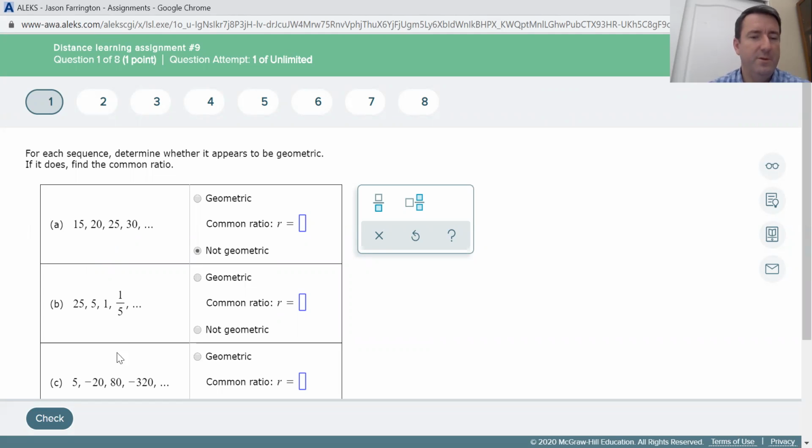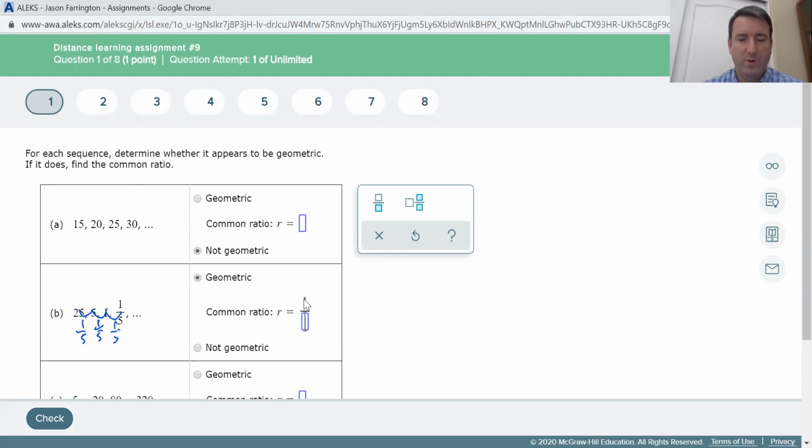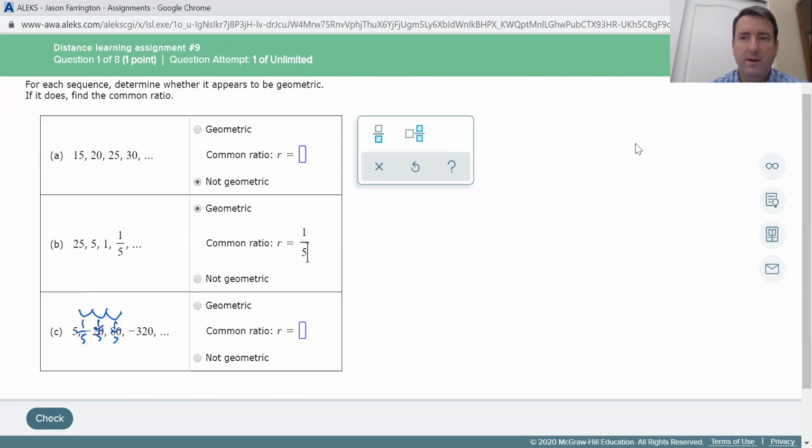All right, number 2. Here, our ratio between 5 and 25. So 5 divided by 25 is 1/5. And 1 divided by 5 is 1/5. And 1/5 divided by 1 is 1/5. So this does have a common ratio. So it is geometric. And the common ratio is 1/5.